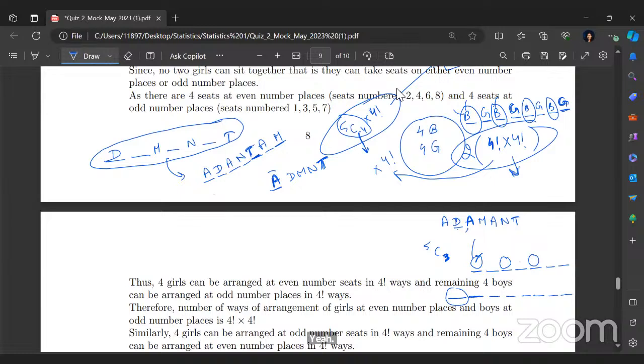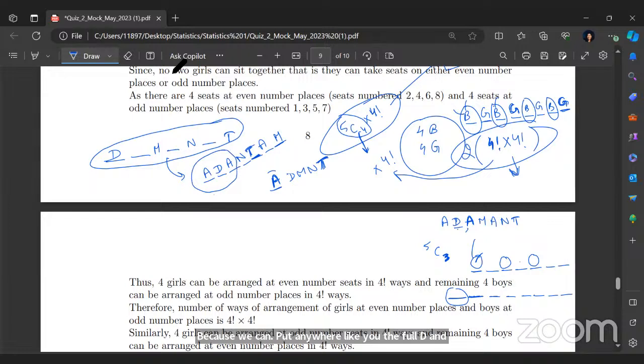So in Sir's example, he didn't consider this case. He only considered 5 spaces. Maybe I can check that, and then I can tell you why 5 places have been considered there. Because the 3 A's we can put anywhere, before D and after T also.